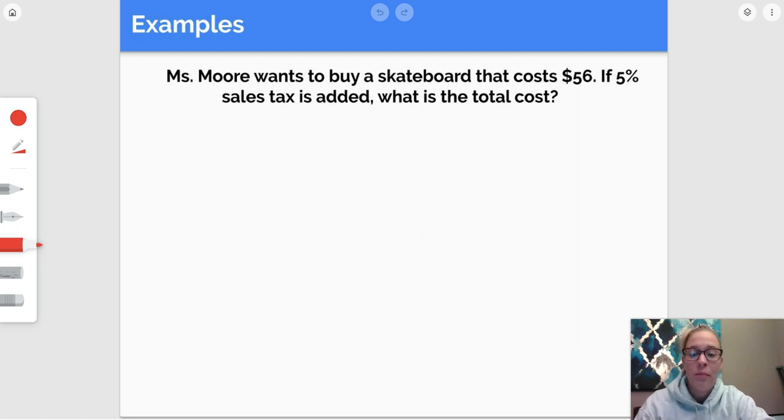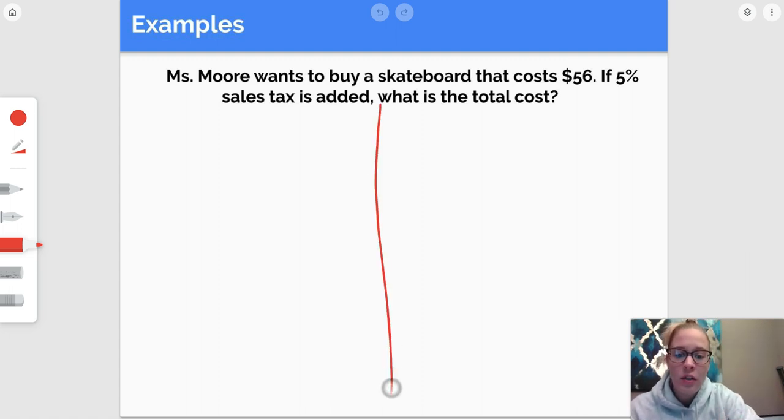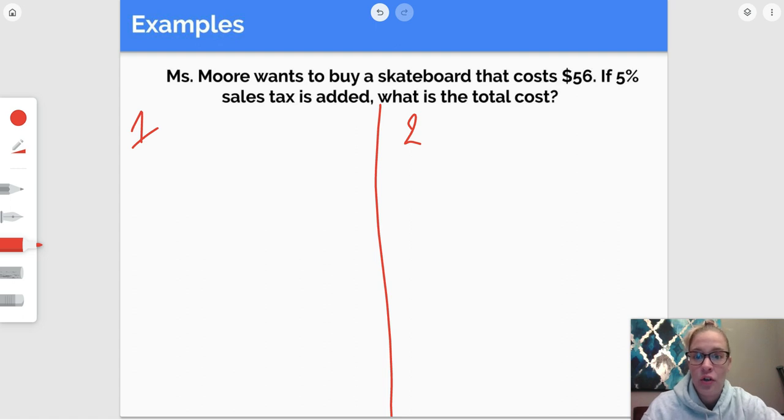So looking at the problem I have up here, Miss Moore wants to buy a skateboard that costs $56. I'm going skateboarding today. If 5% sales tax is added, what is the cost? All right, so we're actually going to do two methods today. We're going to do method 1 and method 2. And you'll see both of these methods in your notes.